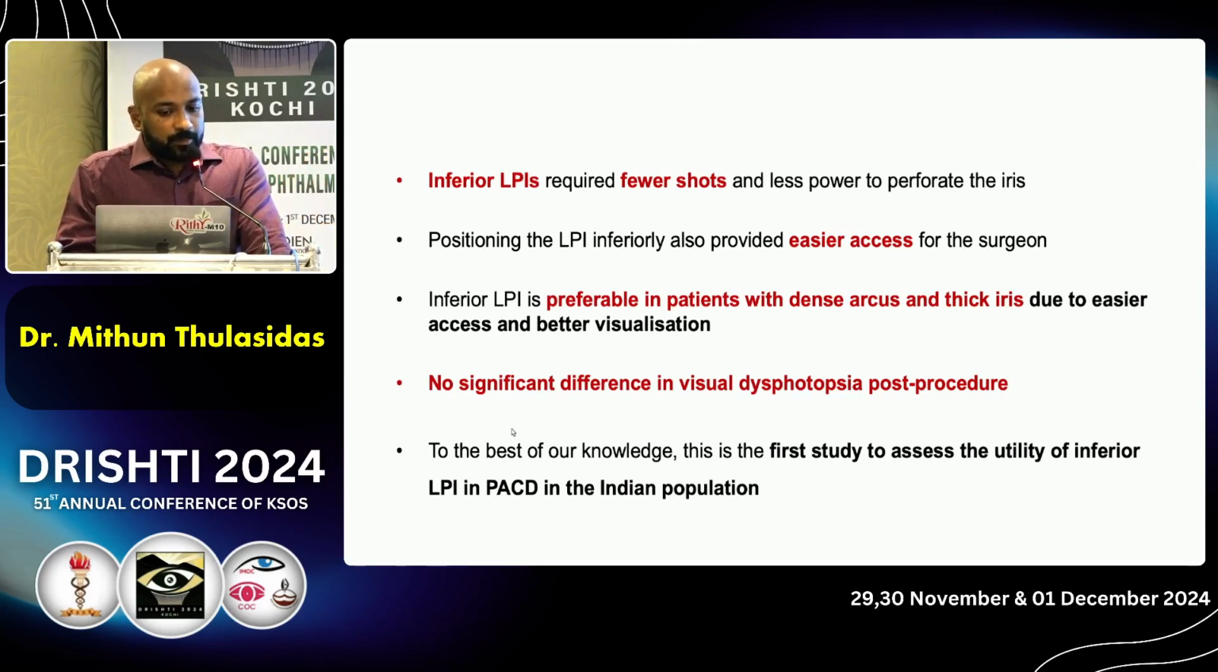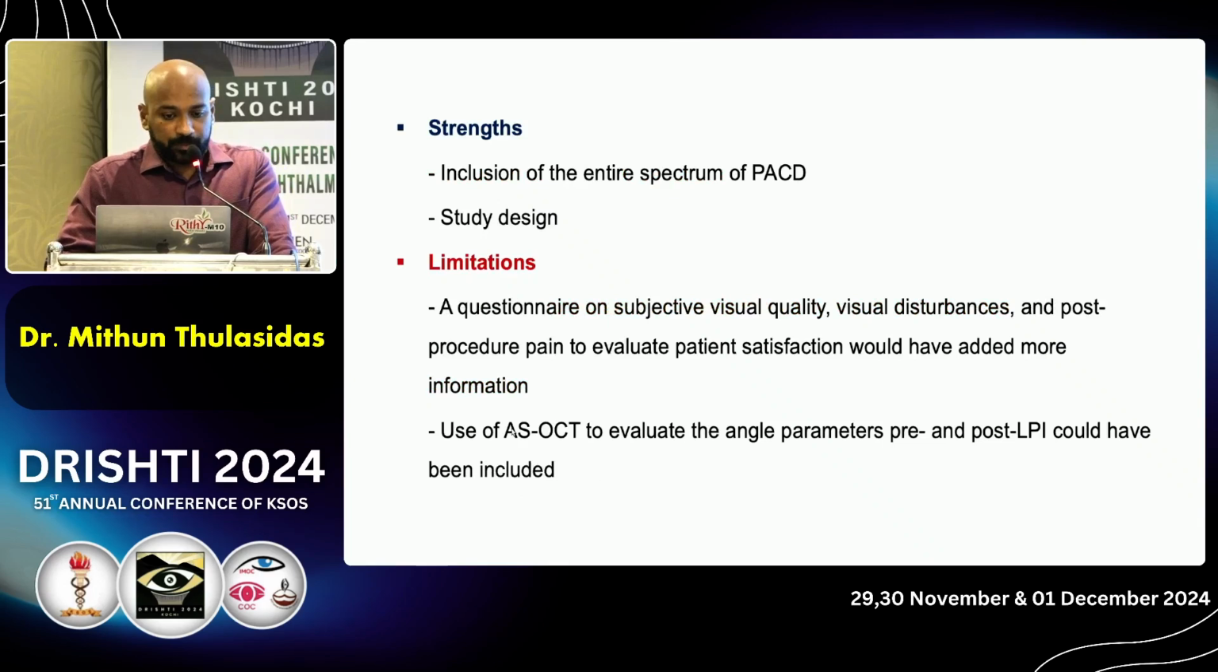So an inferior LPI is usually preferable in patients with dense arcus and thick iris due to easier access and better visualization, and there was no significant difference in visual dysphotopsia post-procedure. To the best of our knowledge, this was the first study to assess the utility of inferior LPI in angle closure disease in the Indian population. The strengths of the study included the study design, which was a randomized single-masked study, and also the inclusion of the entire spectrum of angle closure disease.